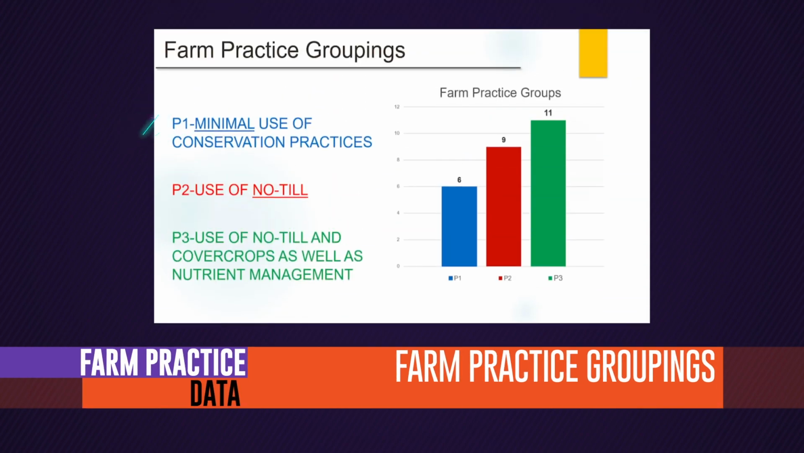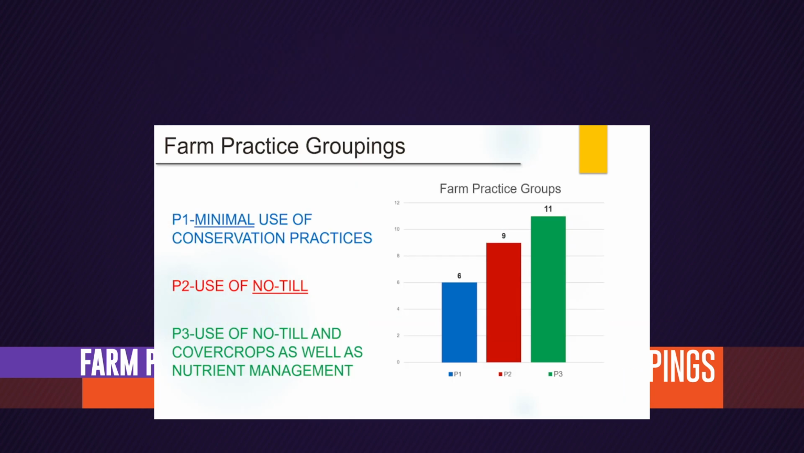P1, or Practice Group 1, are participants with minimal use of conservation practice. That's a conventional tillage, and they do not grow any cover crops. P3 are farmers who use no-till and cover crops, as well as a nutrient management plan. P2 is a middle group of participants, maybe moving into conservation, or those who implement some conservation practices and not others. Using this practice data, we've been able to compare the data of the 3 groups.